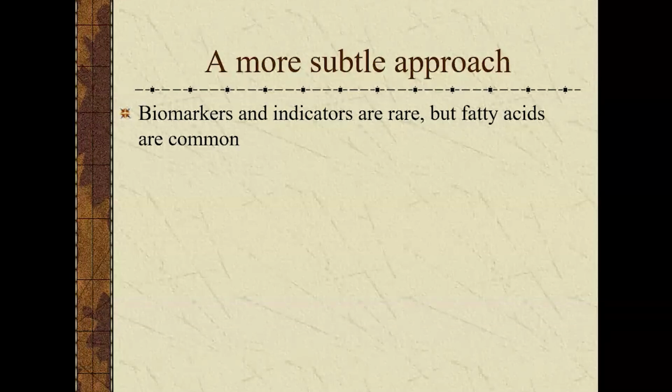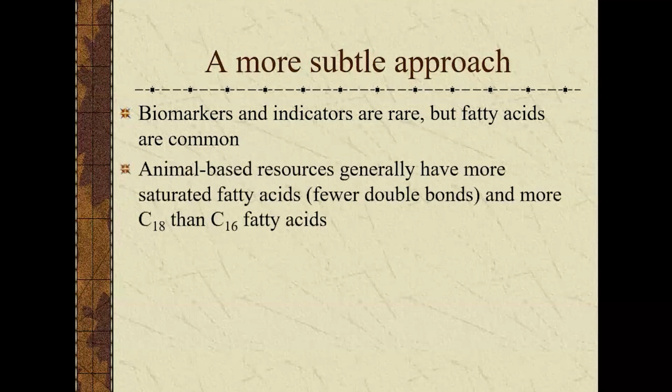They just tell us something was processed in the pot, which may be useful if we're interested in whether the pot was used at all or was used for lipid-containing resources at all. But it doesn't help us identify usually what was in there very carefully or very much. That being said, since biomarkers and indicators are rare, but fatty acids are common, we do use them carefully as sort of a broad indicator of the overall contents of a pot. But it's risky. It's more subtle, and you have to be careful with it.